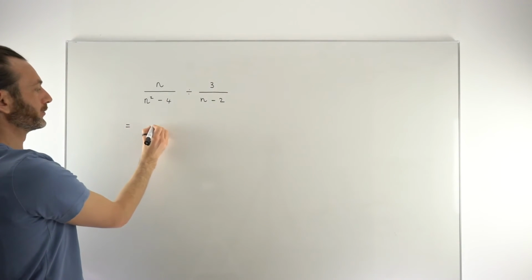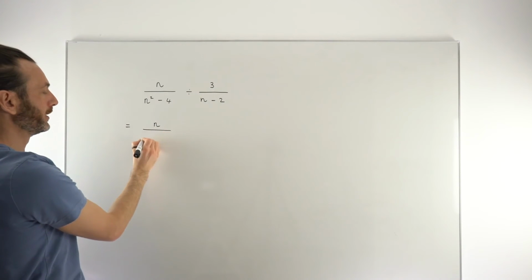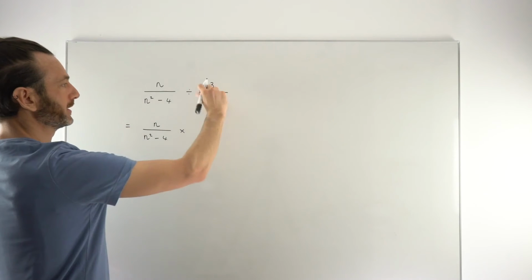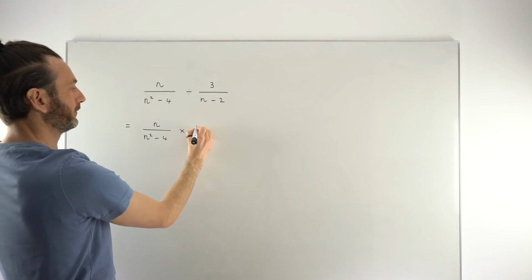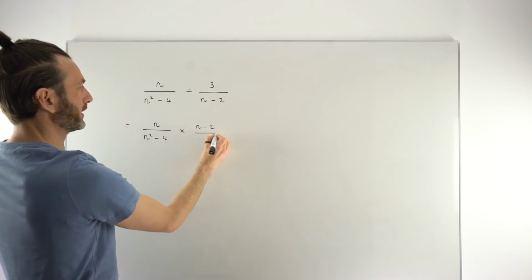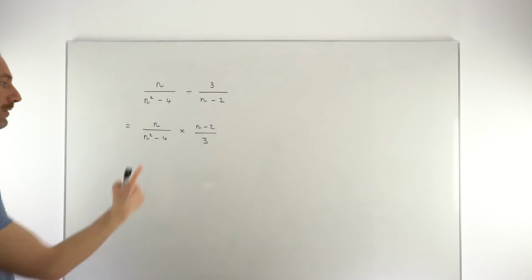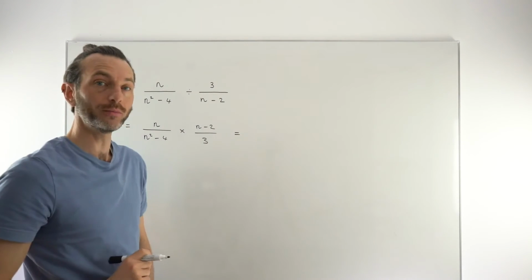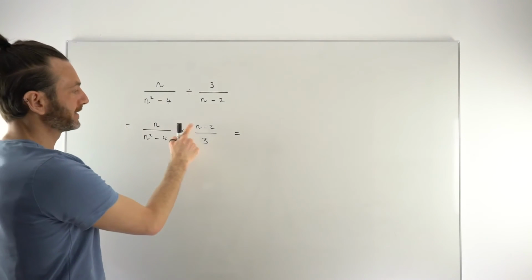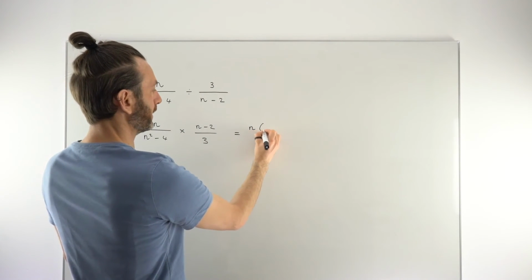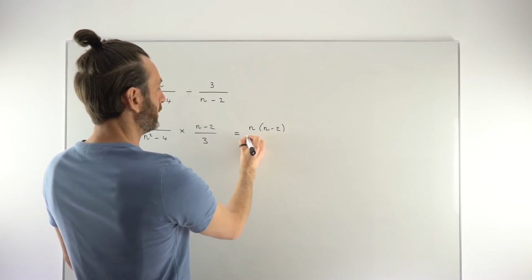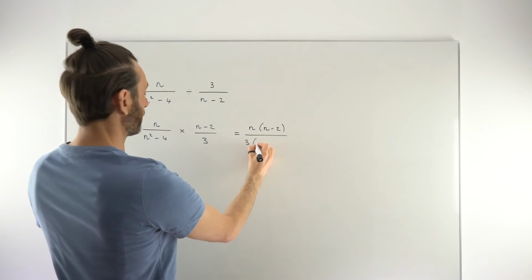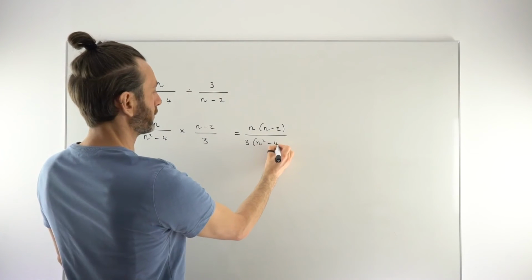So this is just equivalent to the first fraction we're going to leave alone, so n over n squared minus 4, changing the divide to a multiply, but taking the reciprocal, or basically flipping the second fraction to get this. That's useful because if you're multiplying 2 fractions together, you just multiply the tops and the bottoms, the numerators and denominators. So it's going to be n times n minus 2 divided by these 2 multiplied together. So that's going to be 3 bracket n squared minus 4.